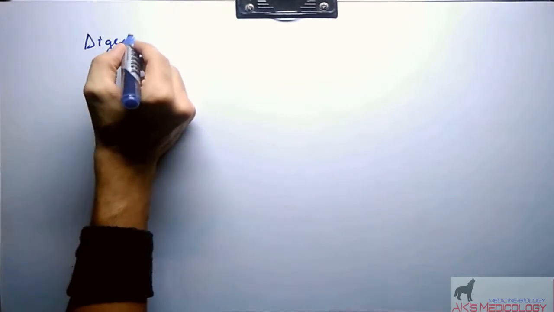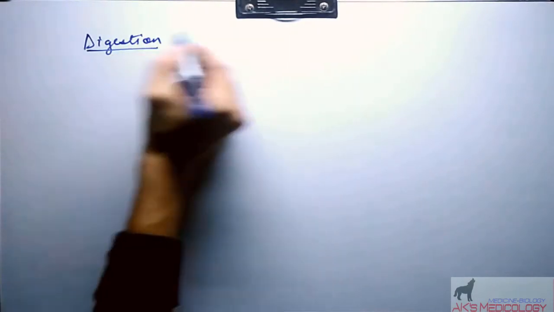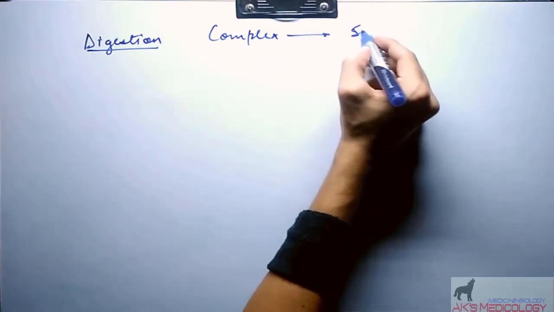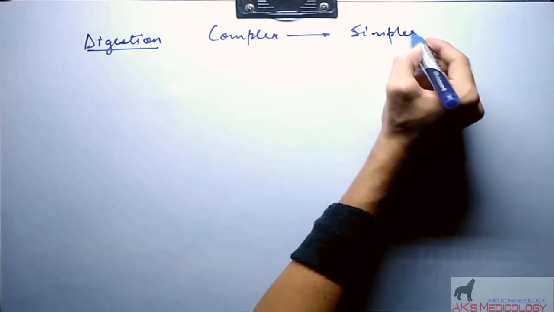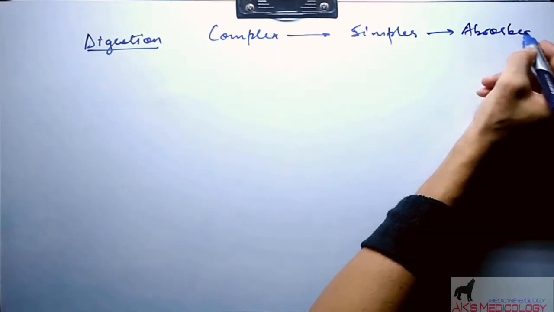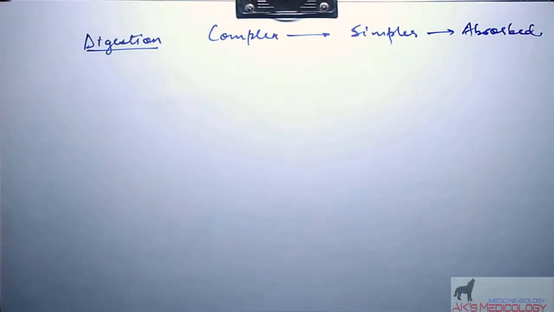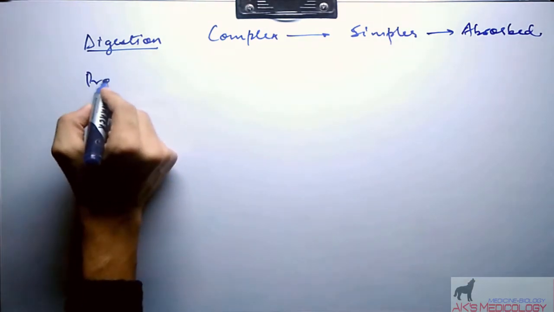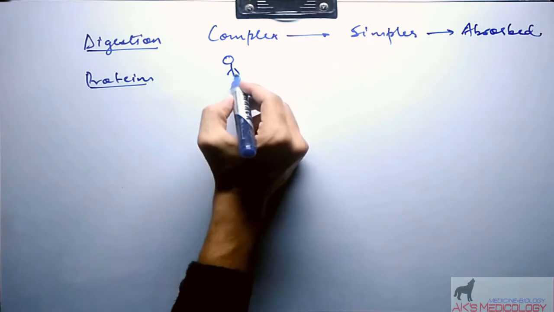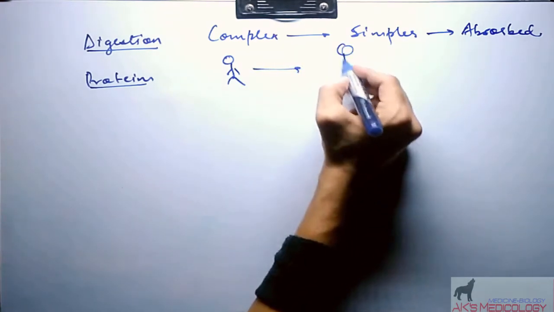Digestion means breaking of complex food to simpler substances which could be easily absorbed from the body. Now, proteins, as we know, are the building blocks of our body, which helps our body to grow.